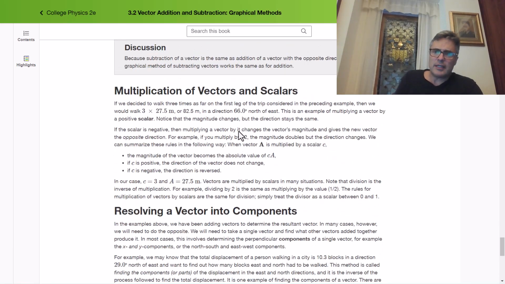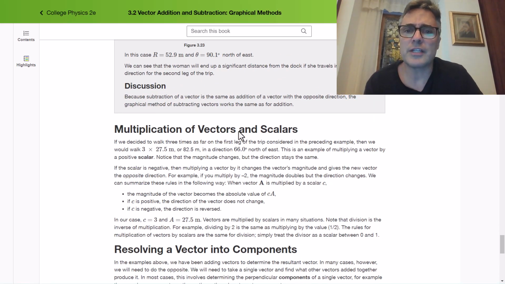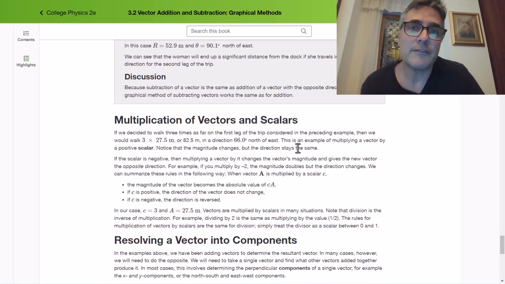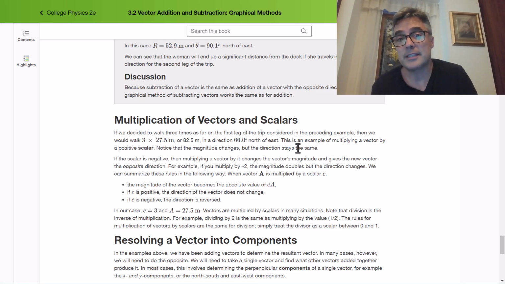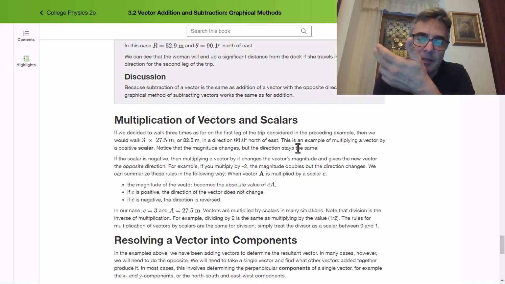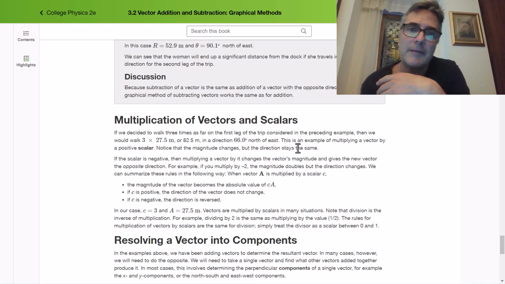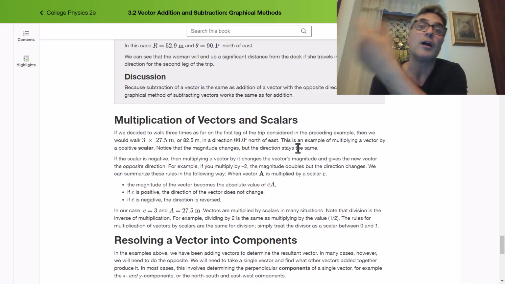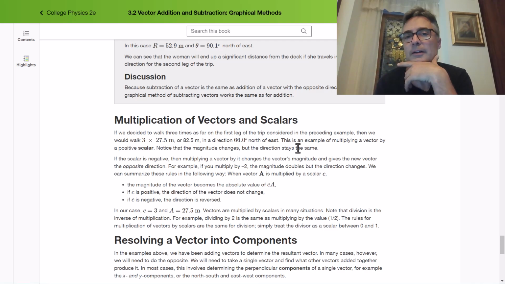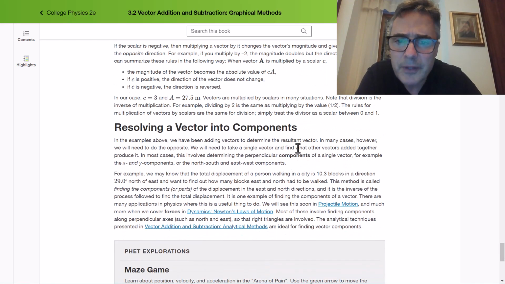And I think lastly, they talk about multiplying vectors and scalars. So you can always take a vector and multiply it by a scalar. What that does is it changes the magnitude of the vector without changing the direction. So like if the magnitude is, I don't know, 3 meters per second or something, and you multiply that by 4, then you get 12 meters per second as the new vector, but in the same direction. Unless you multiply by a negative scalar, and then it flips the direction of the result.